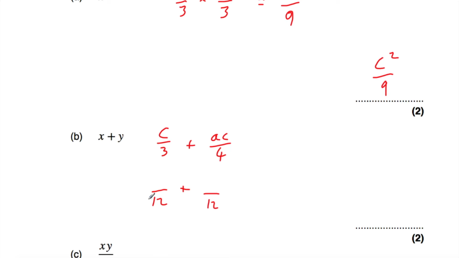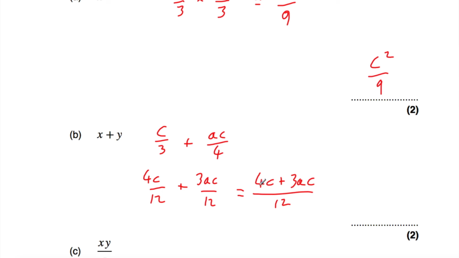To get from 3 to 12, we multiply by 4, so let's multiply the numerator by 4. That's going to be 4c. And then to get from 4 to 12, we multiply by 3, so let's multiply the numerator by 3. ac times 3 would be 3ac. Now we can just add the numerators together. 4c plus 3ac, and the denominator would just be 12. That gives us (4c + 3ac) over 12.